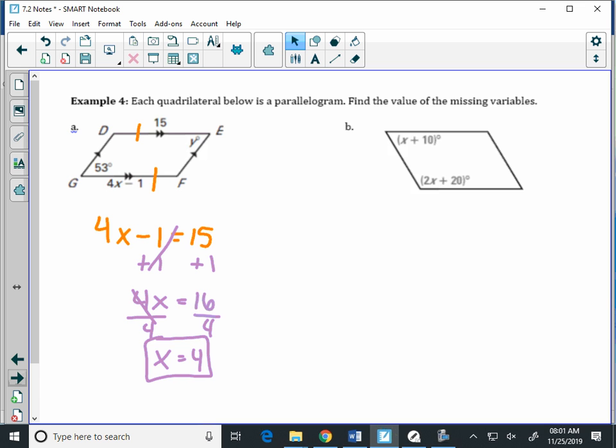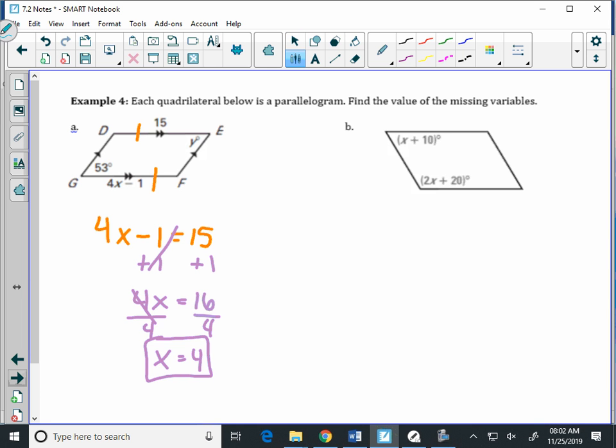How are we going to find y? We know we have a parallelogram. Is y a side or an angle? Angle. So start asking yourself, what do I know about the angles of a parallelogram? Specifically, what about these angles? Are they next to each other or across from each other? They're across, right? So that means they're opposite. What do we know about opposite angles in a parallelogram?